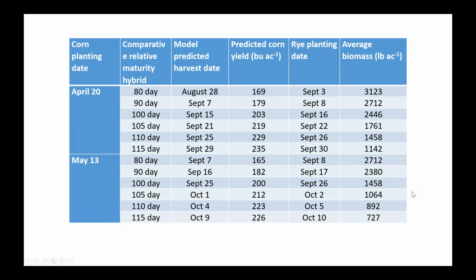I think that this table kind of helps summarize what those trade-offs might be. But again, I think it comes back to the goal. If this is the amount of biomass you want to achieve, then how might you back that out in terms of planting date and variety selection?